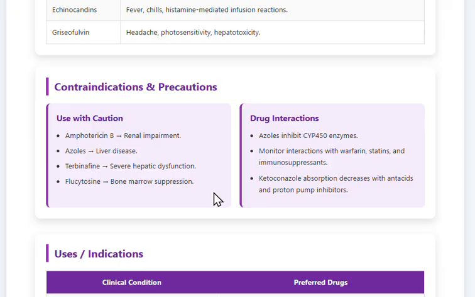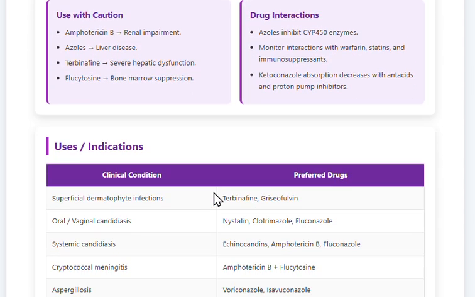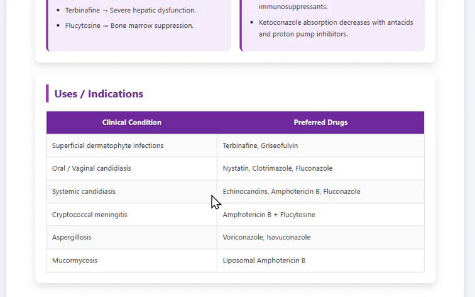Now let's connect each drug with its major clinical use. For oral candidiasis, the preferred drugs are nystatin and clotrimazole. For vaginal candidiasis, fluconazole is commonly prescribed. For dermatophyte infections, including ringworm and athlete's foot, terbinafine is highly effective. For onychomycosis, oral terbinafine is considered a first-line treatment because it accumulates in nails. For invasive candidiasis, echinocandins such as caspofungin are frequently used.